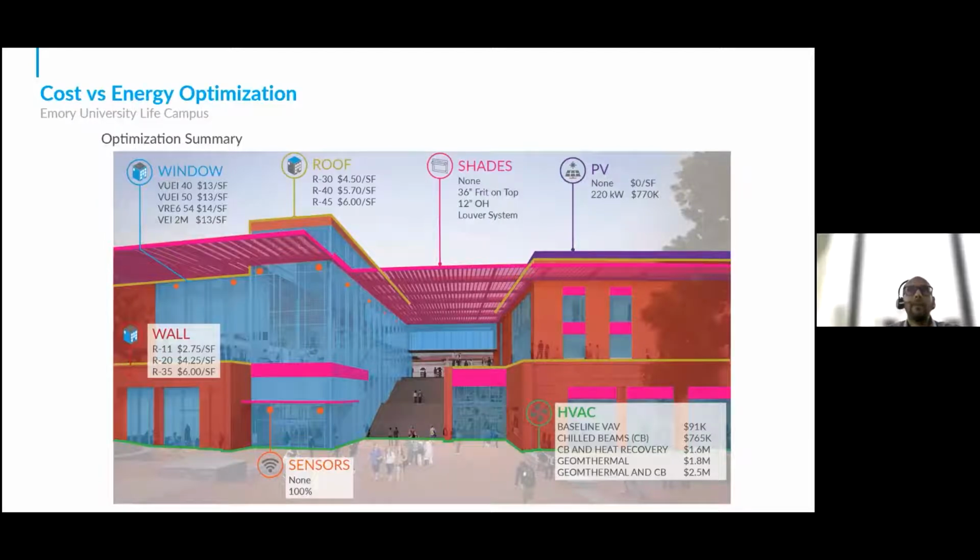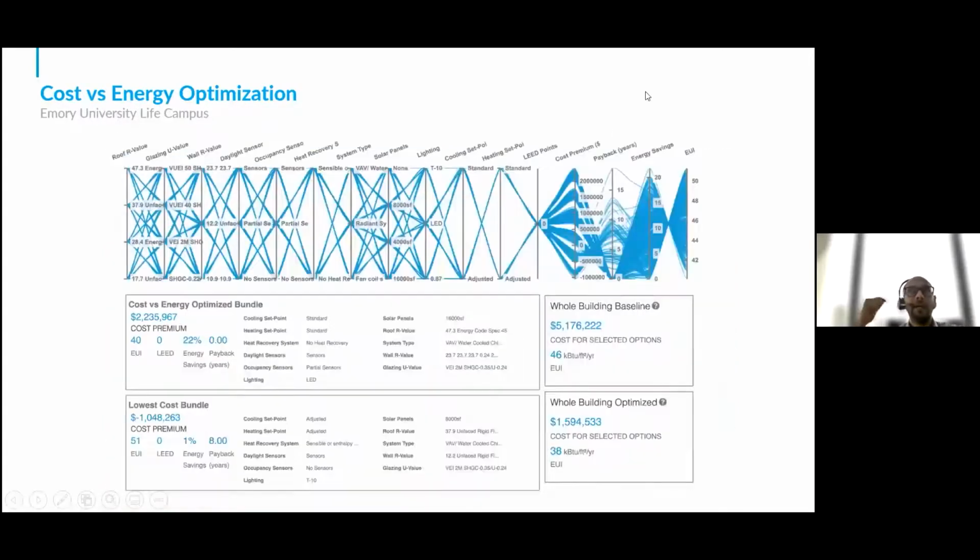But what if you have to look at all the different pieces in conjunction with each other? That means you want to see the impact of the U value on your HVAC systems, on the shading, on the PV, basically everything combined. And that's where the cost versus energy optimization comes into play. What the project team was able to do is run thousands of different simulations in the backend, trying to find the best path to a high performance building with the lowest cost premium and the lowest EUI.